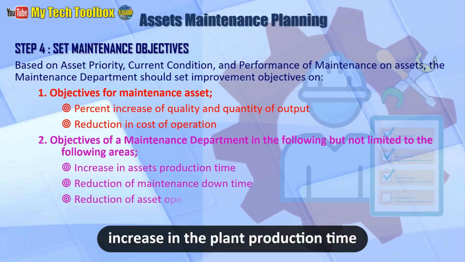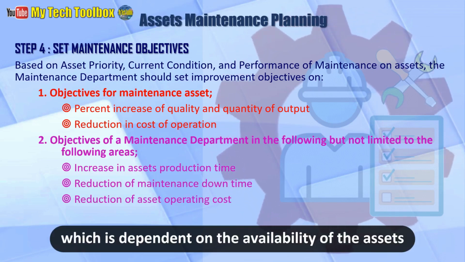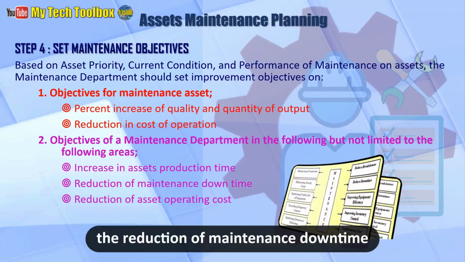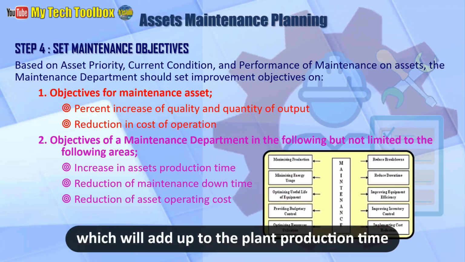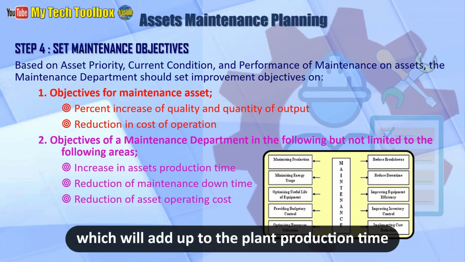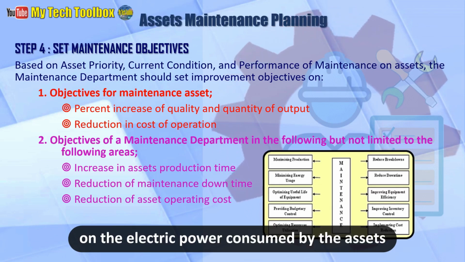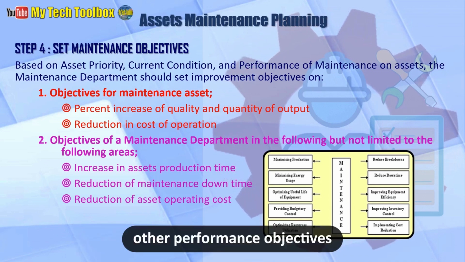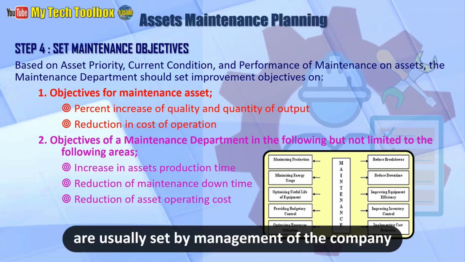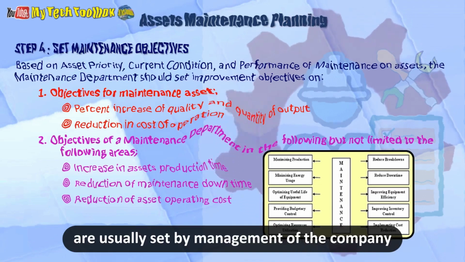Increase in the plant production time, which is dependent on the availability of the assets. The reduction of maintenance downtime, which will add up to the plant production time. And the reduction of the operating cost with emphasis on the electric power consumed by the assets. Other performance objectives are usually set by management of the company.